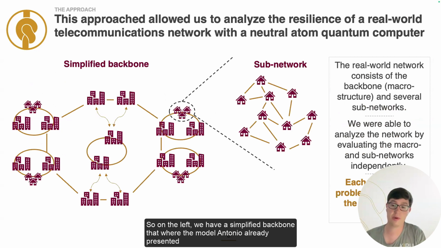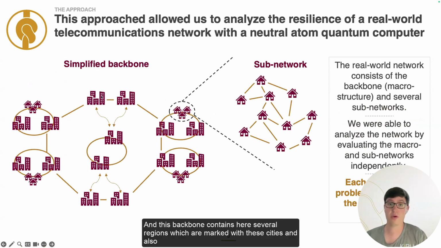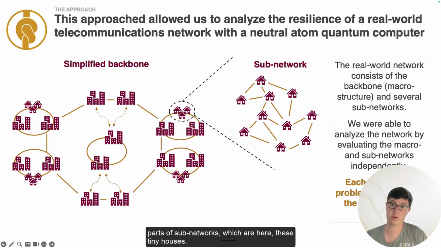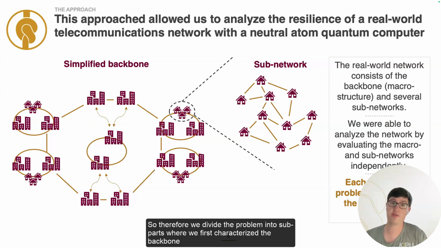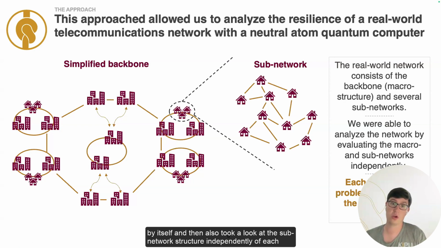On the left, we have the simplified backbone model that Antonio already presented before. This backbone contains several regions, which are marked with these cities, and also parts of subnetworks, which are these tiny houses. In order to solve this full problem, we could not fit the full connectivity into a single atomic approach, or map it to a single atom distribution on the system. So therefore, we divided the problem into subparts, where we first characterized the backbone by itself, and then also took a look at the subnetwork structure independently of each other.